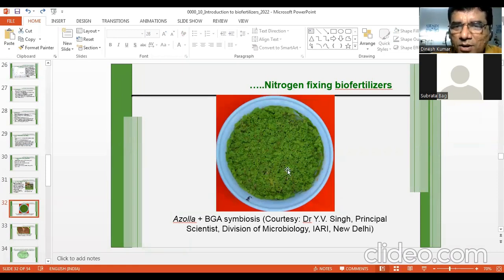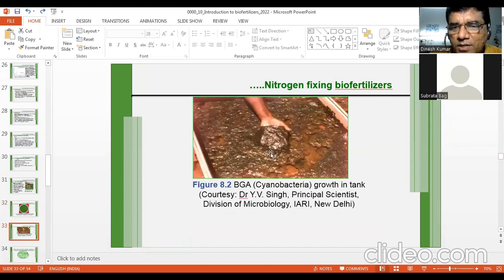And you can see these are all Azolla. Their roots are hanging in the water. And you can see this is for cyanobacteria. You cannot see the cyanobacteria. This is some material in which they have grown it. So this is a culture medium. Culture medium may be Multani mitti. You must be knowing about Multani mitti or some other things.